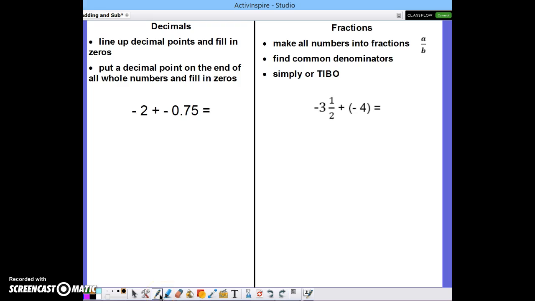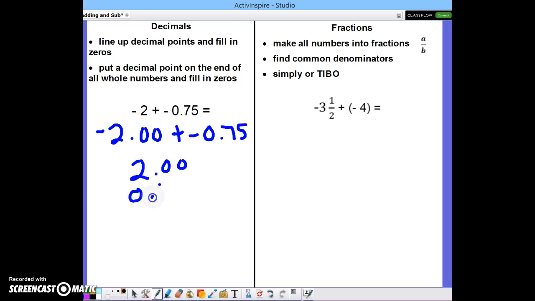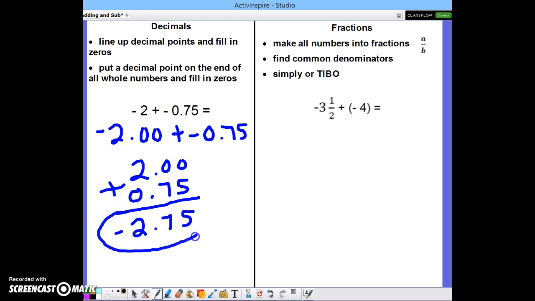So if I read my problem, -2 plus -7500. I have to start by making my numbers look alike. So -2.00 plus -7500. My signs are the same, so I'm just going to add my numbers. 2.00, 7500, add, you get 5, 7, 2. I had negatives, I added some more negatives. Altogether, I had 2 and 7500 negatives.